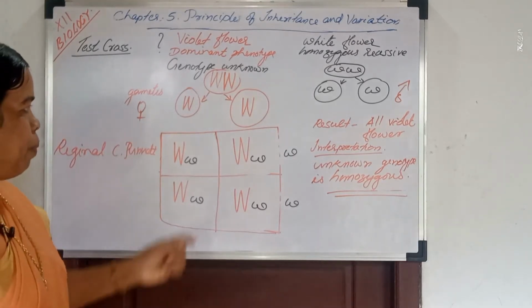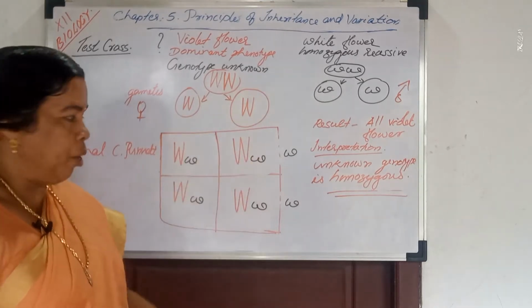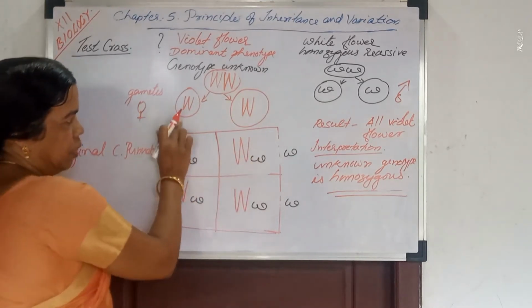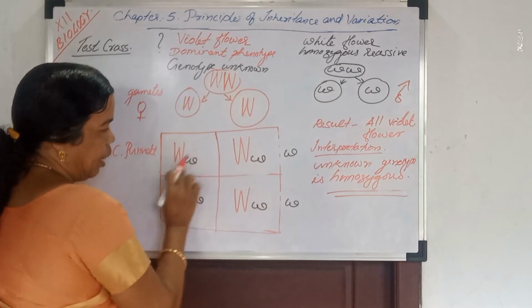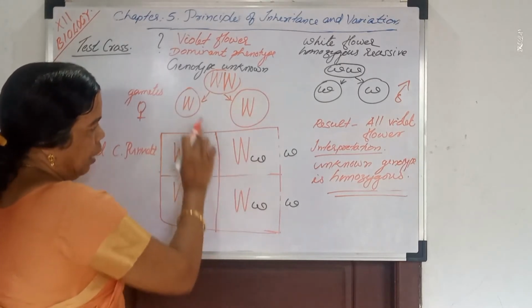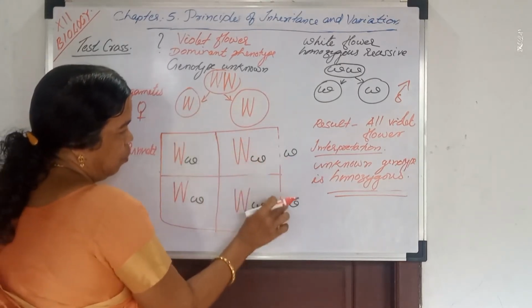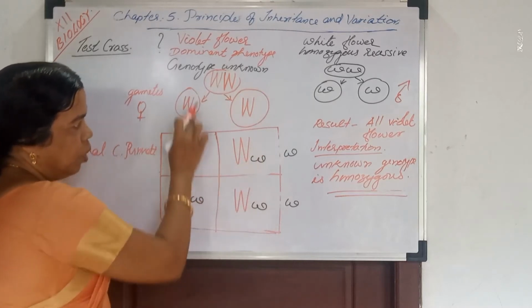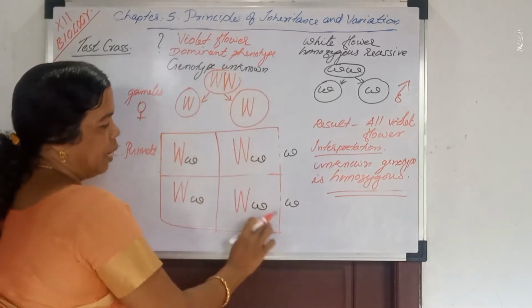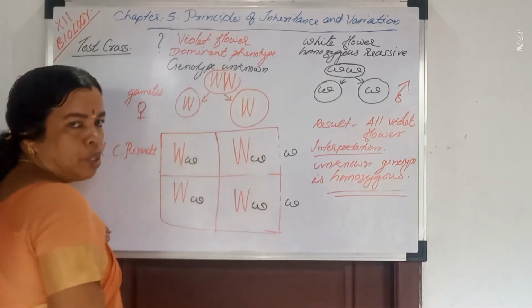Then write the gametes on the top row and side row. Then cross it. First the gamete with this one, capital W, small w. Here also this one, capital W, small w. Here also same alleles only. We get all capital W, small w.